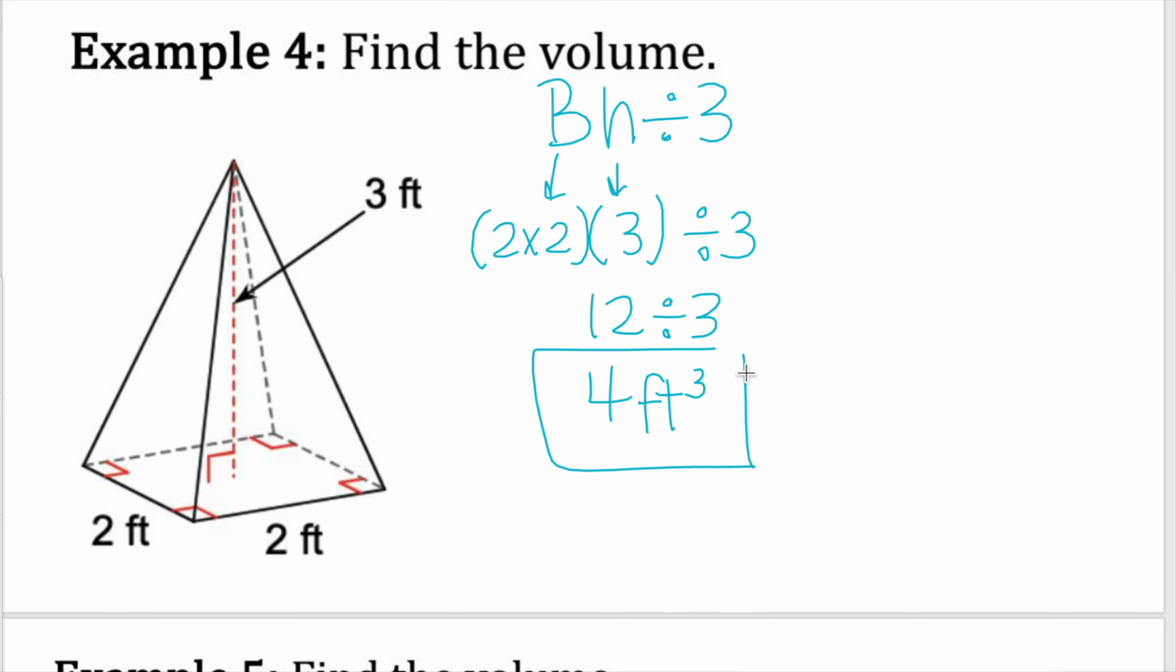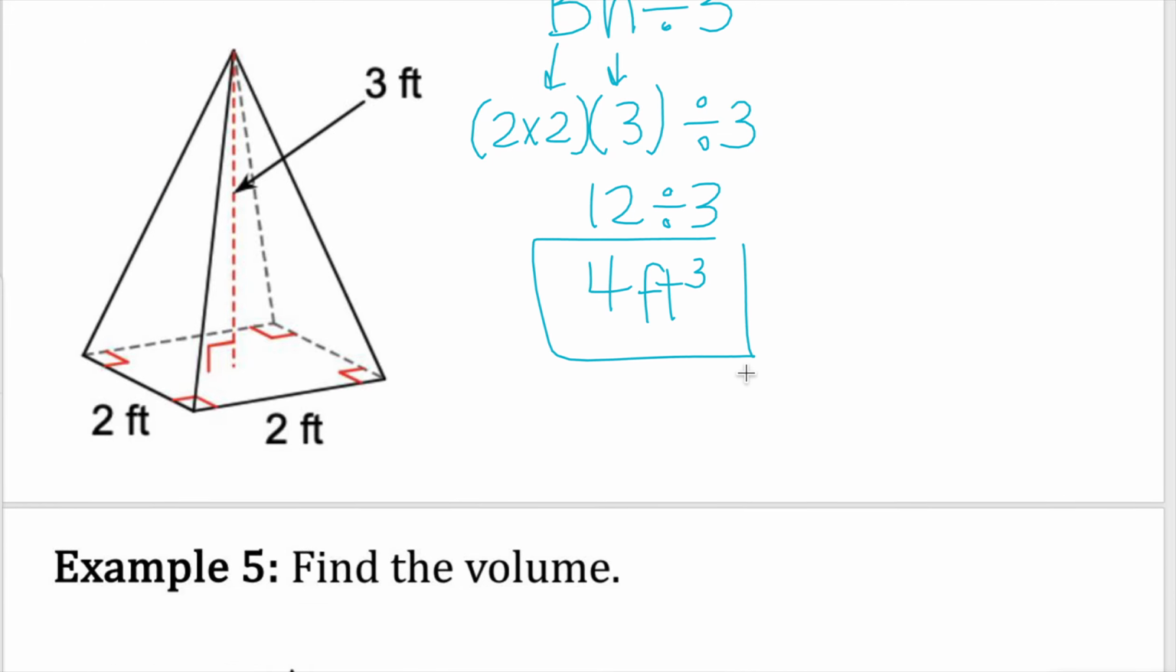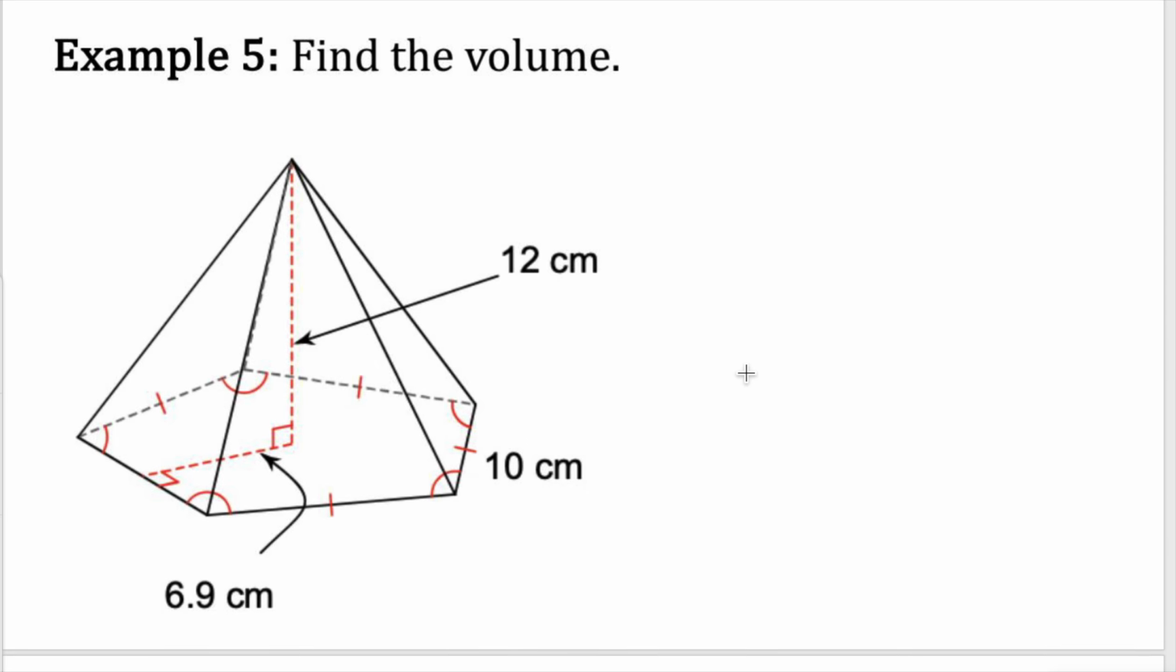There we go. Next up, we have a pentagon, a pentagonal pyramid. If you want to pause here, go ahead and try this on your own. Once you're done finding the area of the base and the height, dividing by 3, click play to check your work.